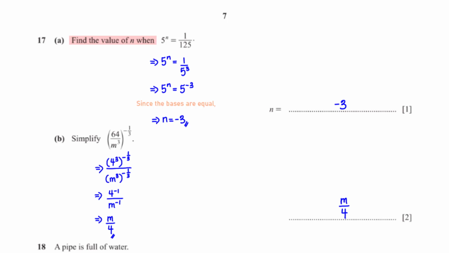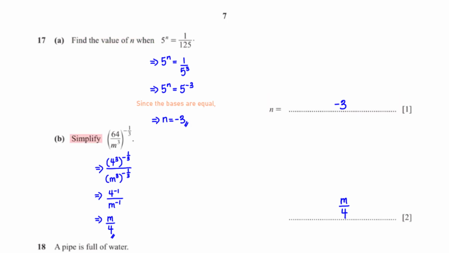Find the value of n when 5 raised to the power n equals 1 over 125. 125 can be written as a power of 5, which is 5 cubed. 1 over 5 cubed can be written as 5 raised to the power negative 3. Now that the bases on both sides of the equation are equal, then their powers must also be equal. So n is equal to negative 3.